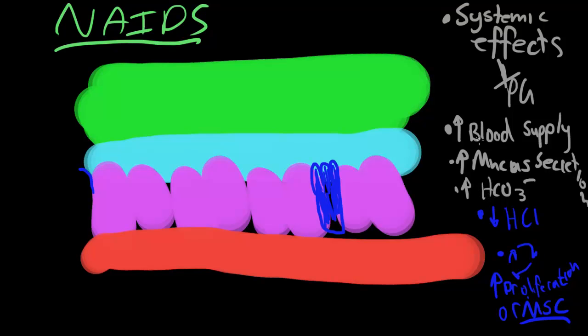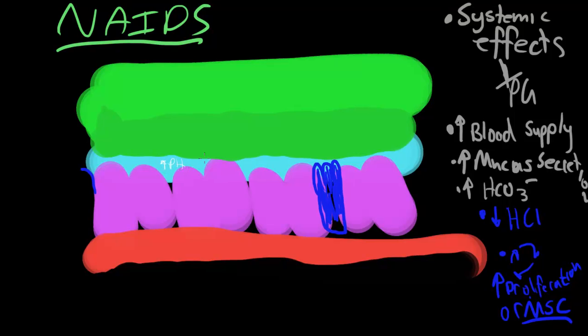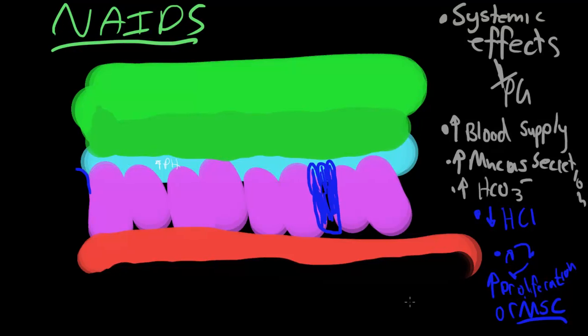That sounds quite important. NSAIDs, by blocking this pathway, by blocking the prostaglandins, reducing them, will have the effect of decreasing the blood supply. They have the effect of decreasing the mucus secretion, which is very important. So you can see here there's less mucus. They decrease the HCO3 production. So that's going to increase the pH of the mucus, which is not good.